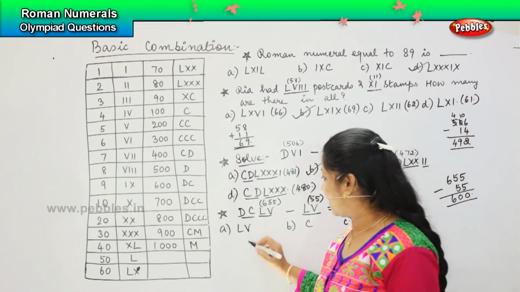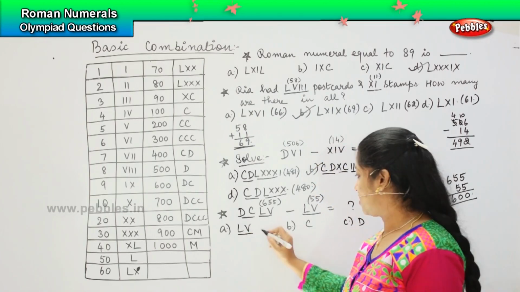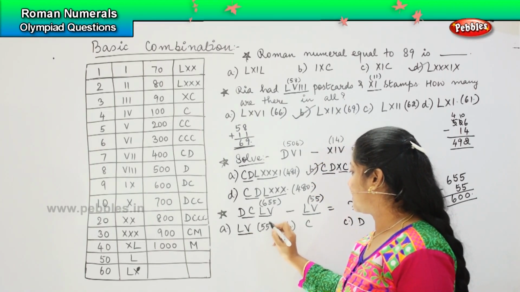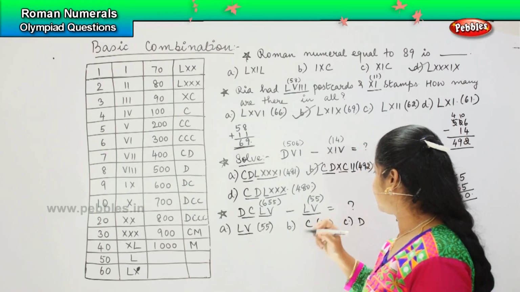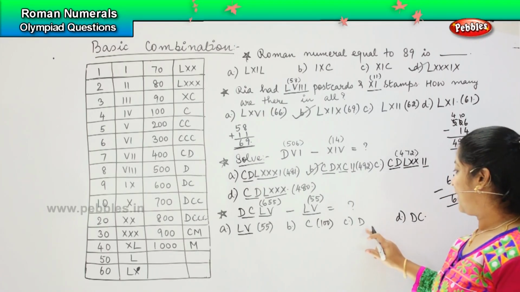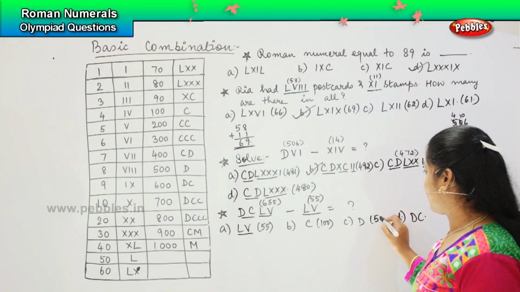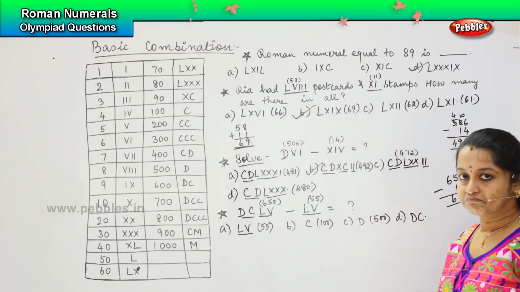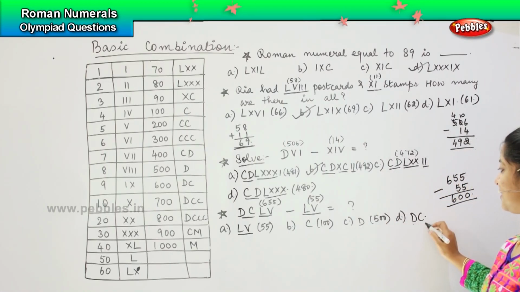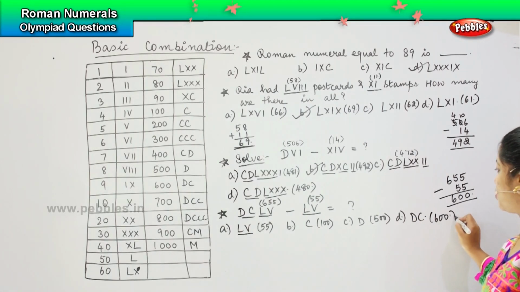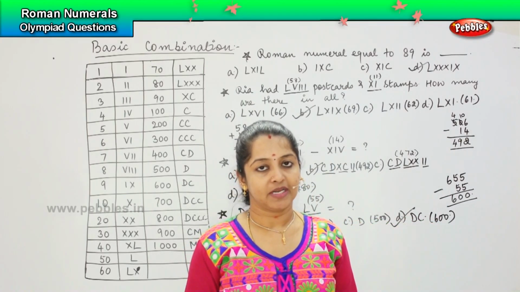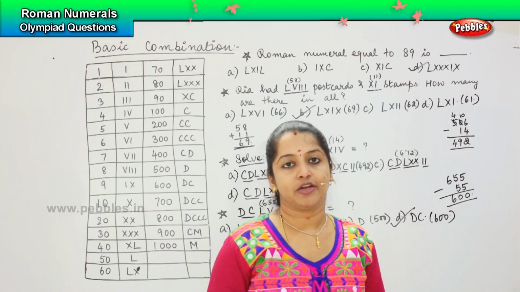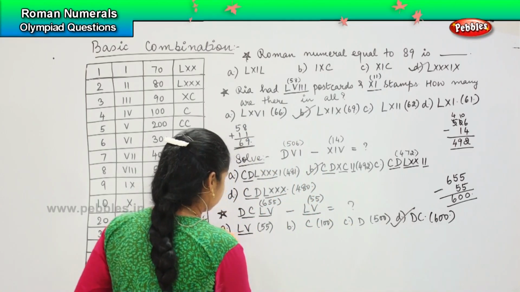So now let us try to break this. LV. LV is how much? It is 55. Is this the answer? No. Next is C. C means 100. Is this the answer? No. Next is D. D we know it is 500. Is this the answer? No. DC. DC is how much? 500 plus 100, it is 600. So, option D, DC is the right one. Clear? So, the last question of this pattern.